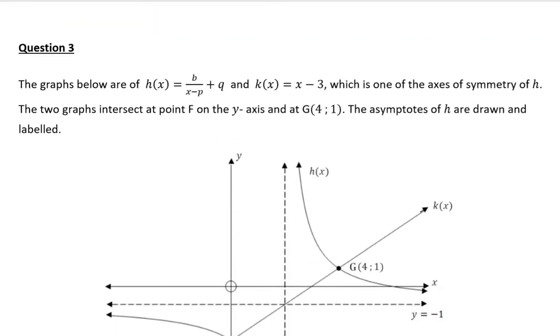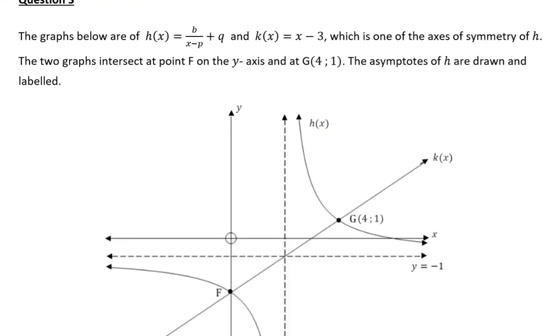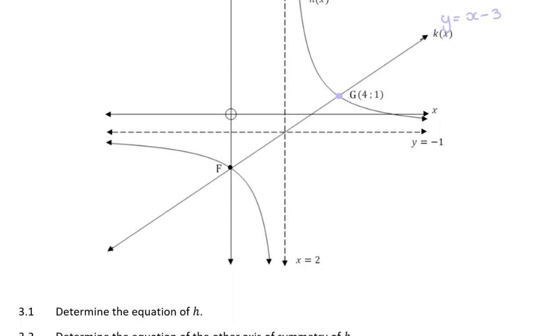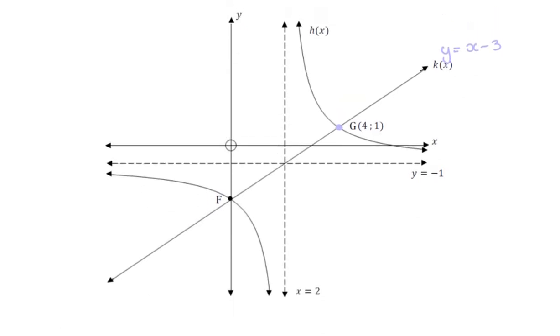Right, let's go down to our last question, which is finding the equation of a hyperbola. The graphs below are of h, which is a hyperbola, and y equals x minus 3, which is one of the axes of symmetry of this function. The two graphs meet at f on the y-axis and then at 4, 1. The asymptotes of h are drawn. First question says determine the equation of h. So again, hit pause, try it out, and then watch.